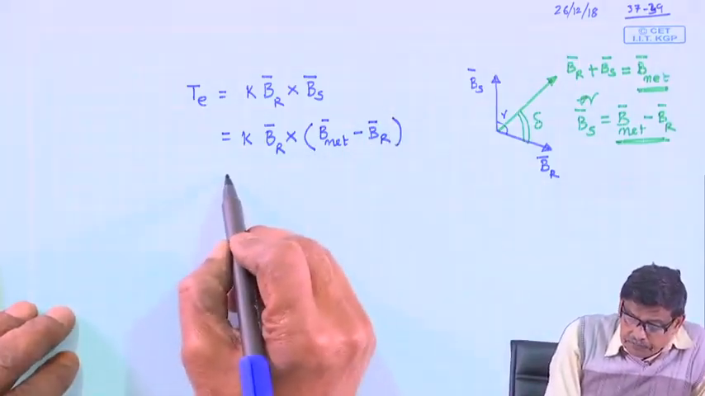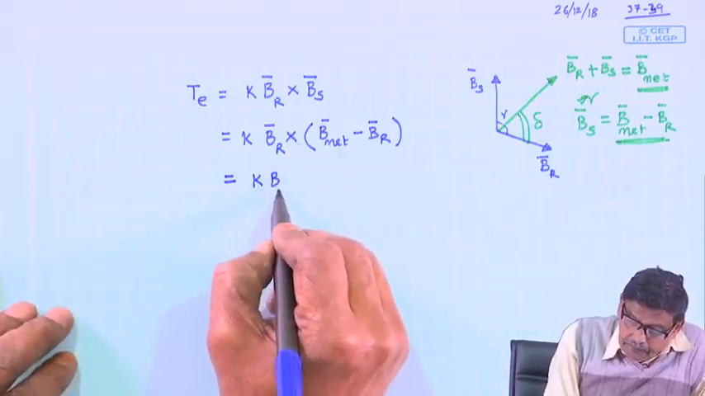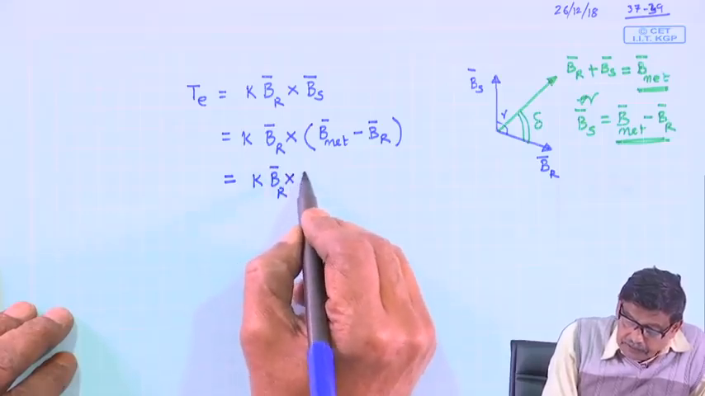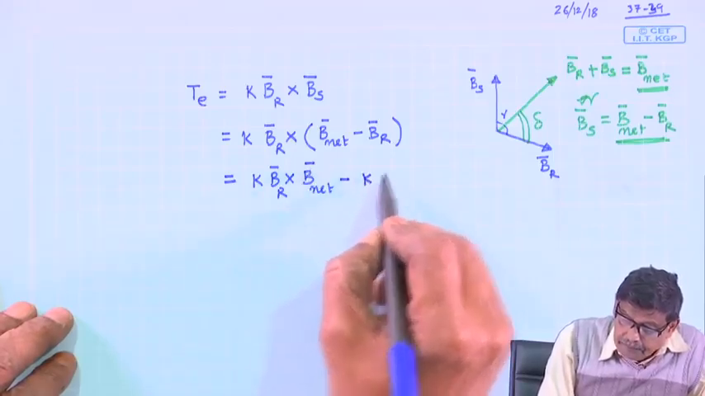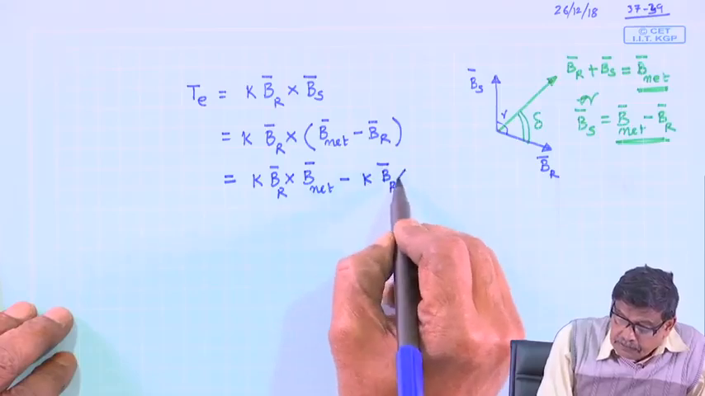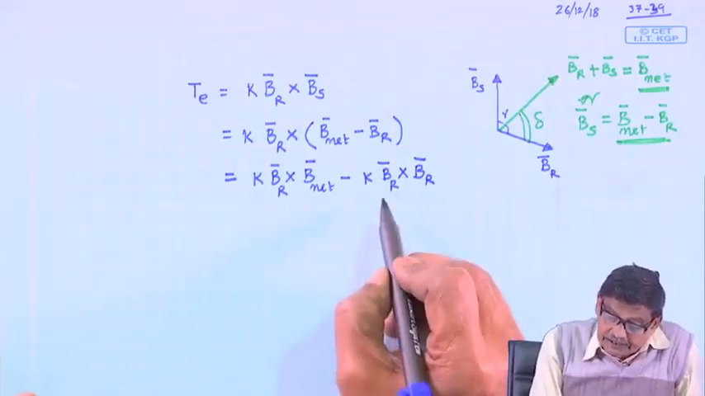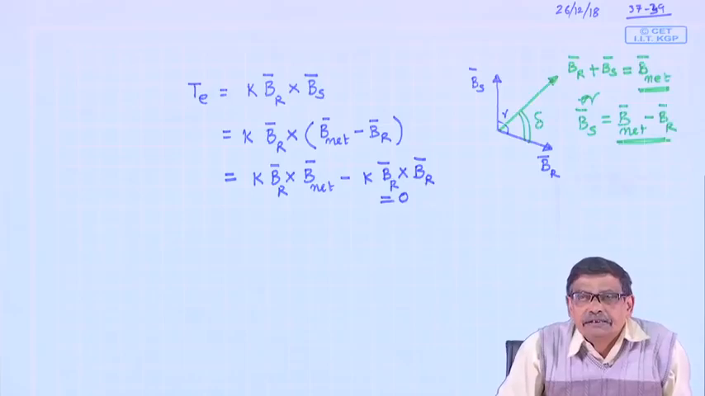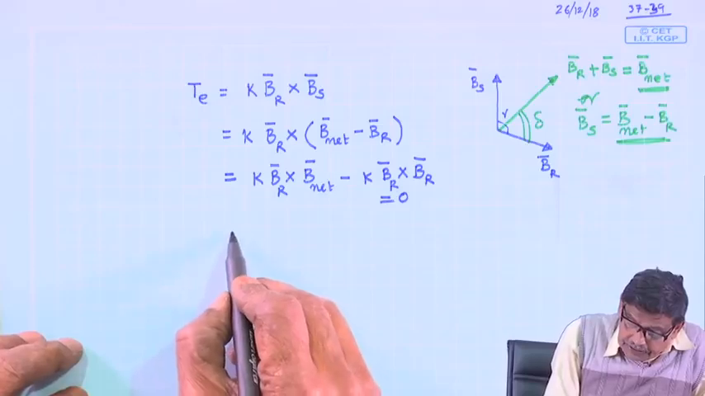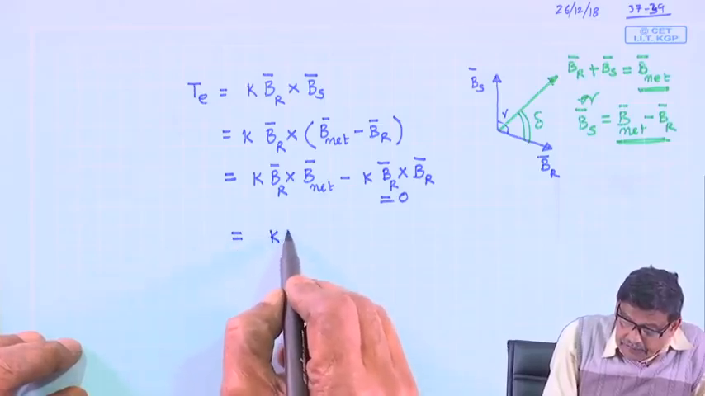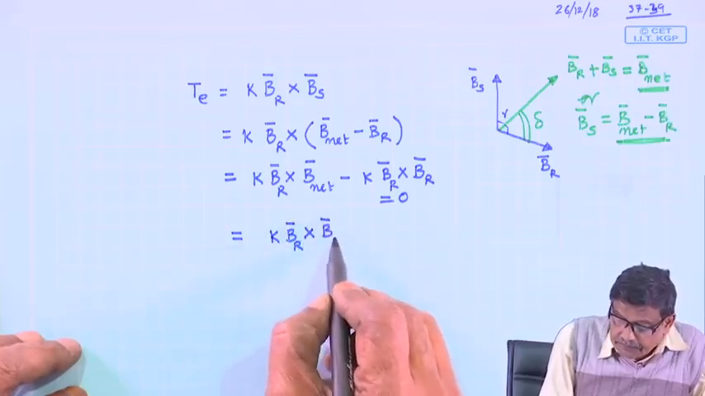Then if you open these brackets, you will be getting K B r cross B net minus K B r cross B r. I will get these two terms, of which the second term is always 0. A cross A is 0, we know from vector algebra. Therefore, this essentially becomes K B r cross B net only.